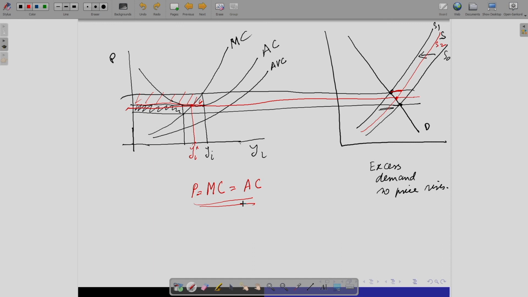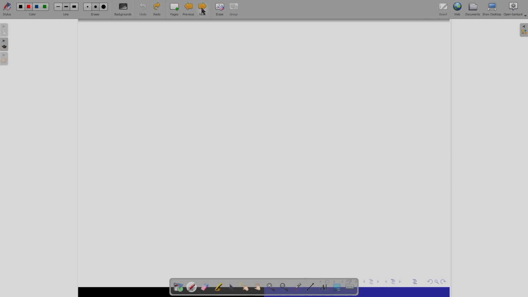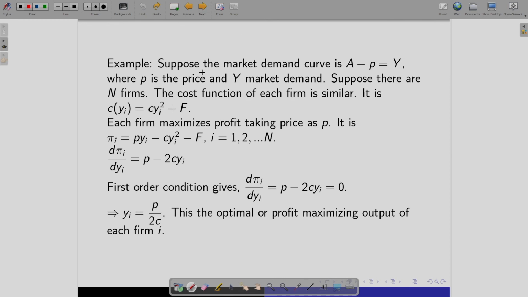Okay. So, this is how we get the outcome, or the equilibrium outcome, in a perfectly competitive market in the long run. Now, let us solve an example numerically.